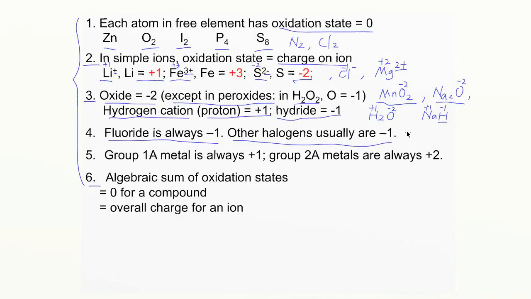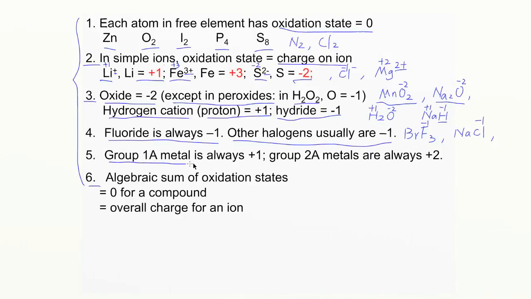Let me give you one example, like bromine trifluoride. In this case, fluoride is negative 1. And sodium chloride, we know this compound very well. The chloride oxidation state is negative 1. But sometimes chlorine, bromine, and iodine could have a positive oxidation state. We will learn how to identify them later on in this video.